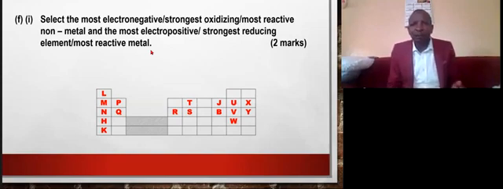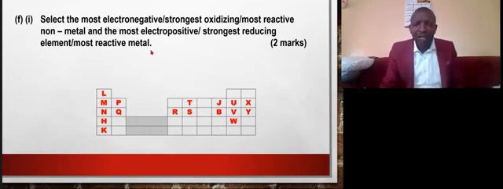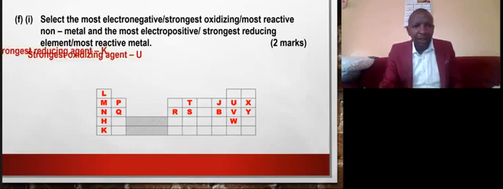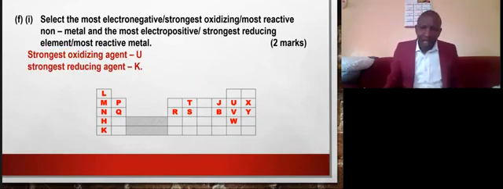So we are talking about the strongest oxidizing agent, or rather the more reactive non-metal, which will be an atom with a smaller atomic radius and fewer electrons to gain, and that automatically takes you to group 7, the one on the top. I think that is very clear. Yes, I think that is very clear. So those are the elements.